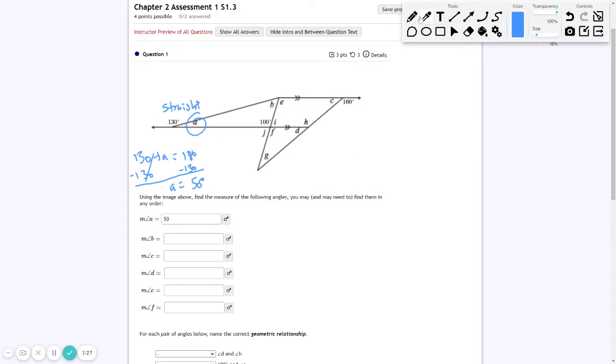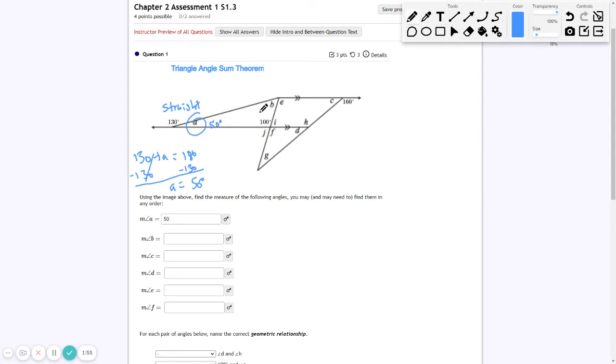So now we're going to go to angle B. Since we just figured out that angle A is 50 degrees, we're going to use that to our advantage here. Because if we see in this little shape, it's a triangle. And if it's a triangle, that means that by the triangle angle sum theorem, all those three angles are going to add up to 180 degrees.